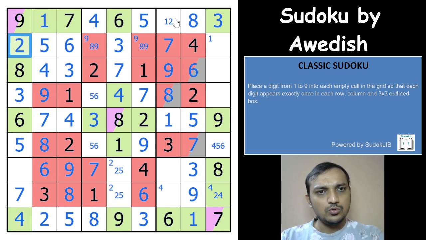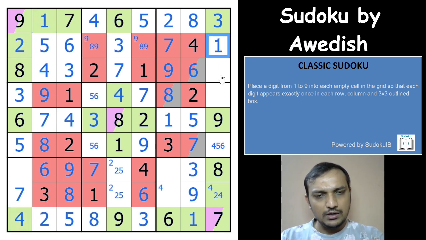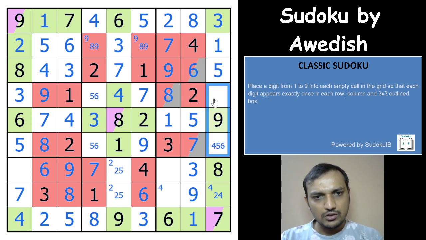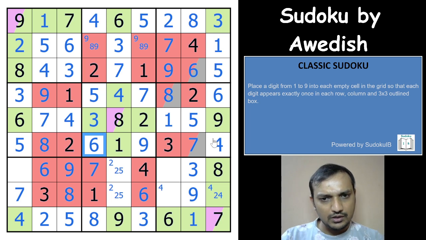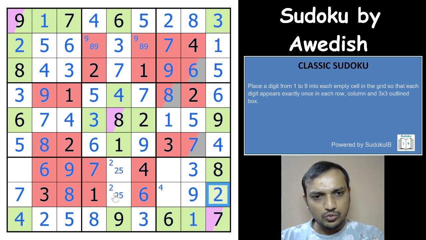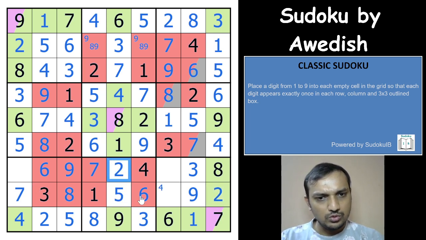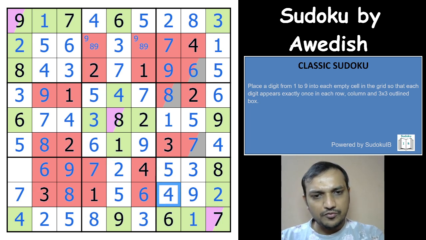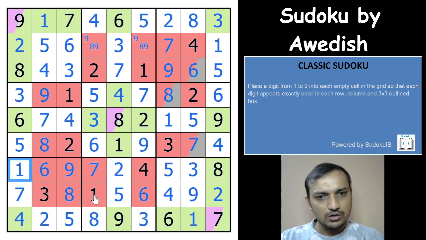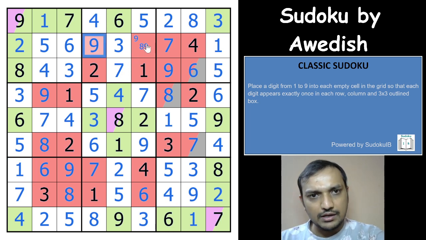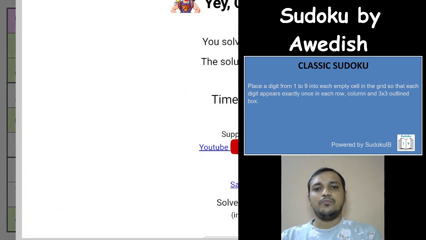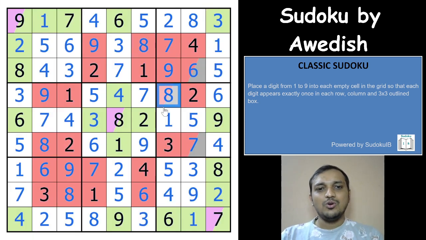1, 2, 1, 5, 6 and 4, 5 and 6, right? That gives you 2, 5 and 2, 5 and 4 and 1. Okay, we have done something wrong here. No, not wrong. 9 and 8. Wow, we have solved this Sudoku.